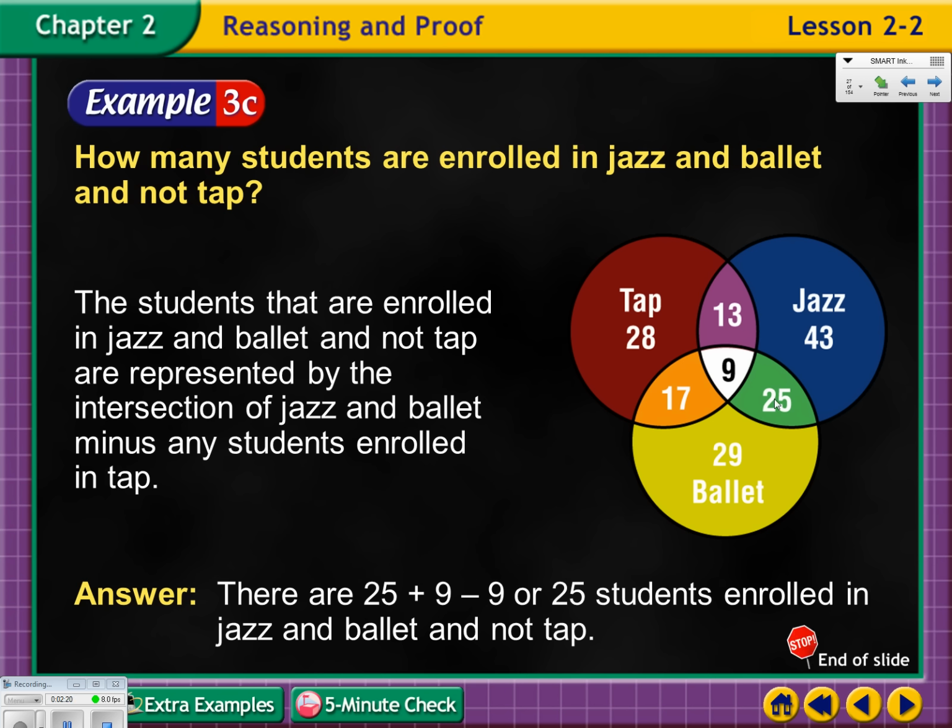There are 25, the little green section here, plus 9, minus 9. So, in other words, there are 25 students enrolled in jazz and ballet, and not tap. We cannot count these 9 in this little white area because those people are in tap. They are being excluded.